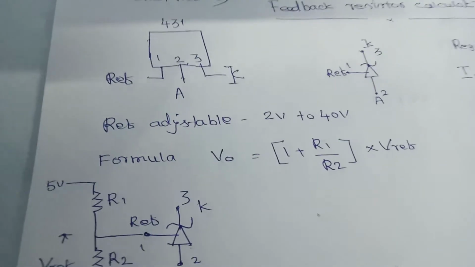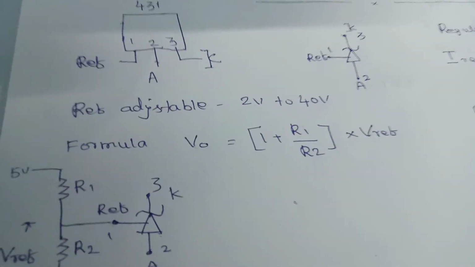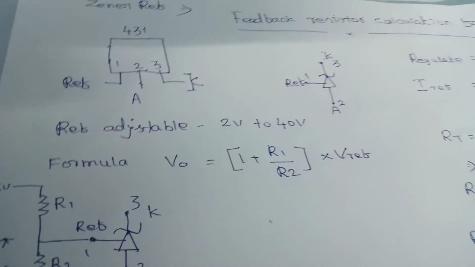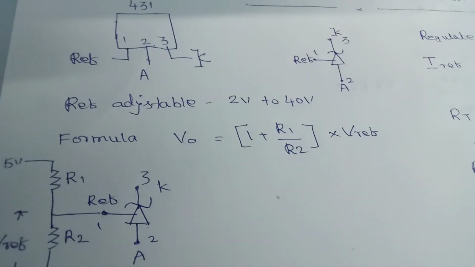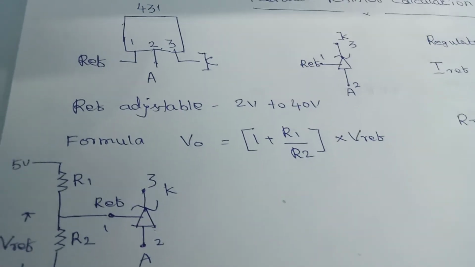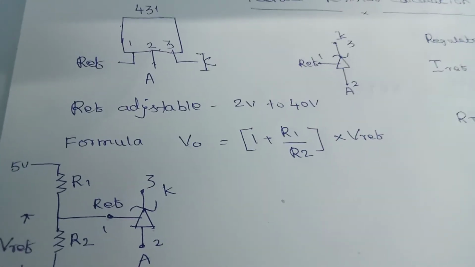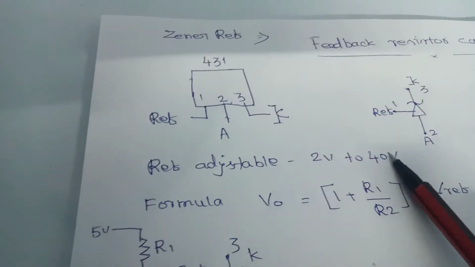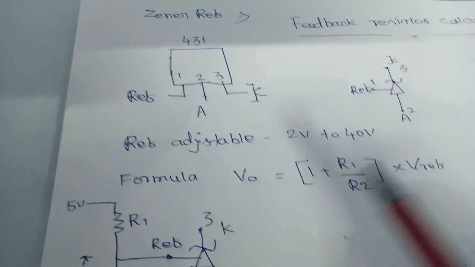Now, I am using the TL431. This one has different part numbers. For any 431 part number we have a reference adjustable voltage of 2 volt to 40 volt, and the formula we can use is output voltage equals 1 plus R1 divided by R2, multiplied by V reference.